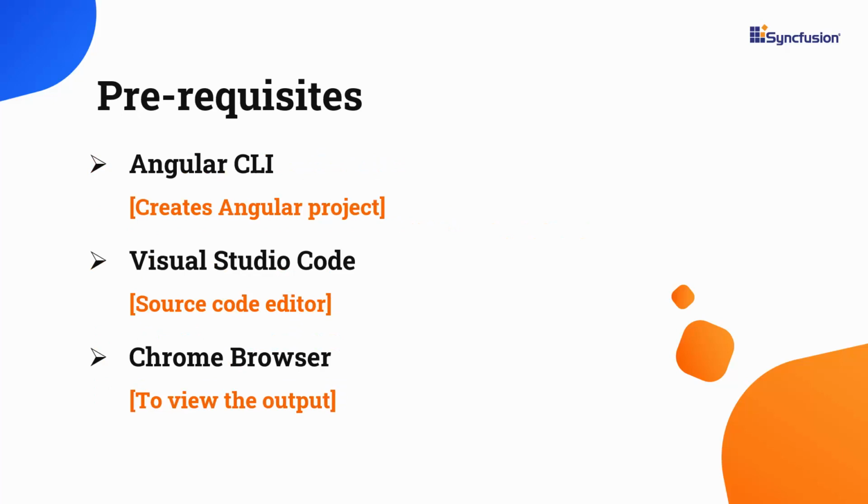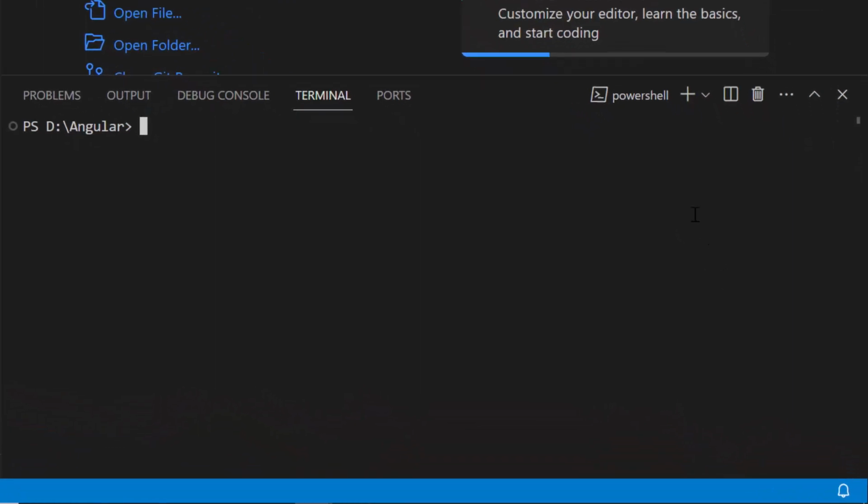I'm going to create an Angular application using the Angular CLI tool. Make sure you have installed the latest version of Node.js. First, open Visual Studio Code and install the Angular CLI using the npm install -g @angular/cli command. As I have already installed it, I am skipping this step.